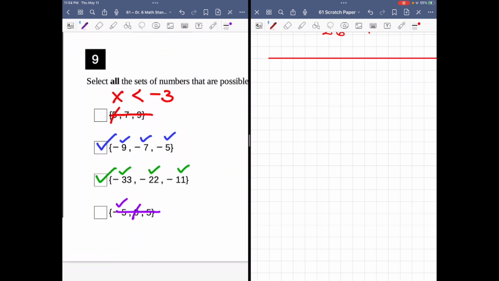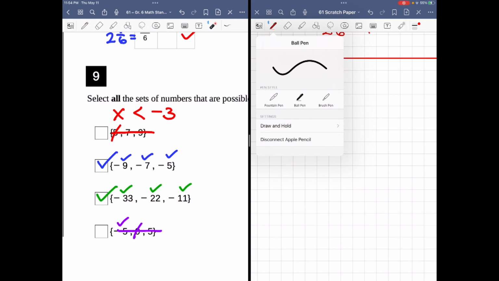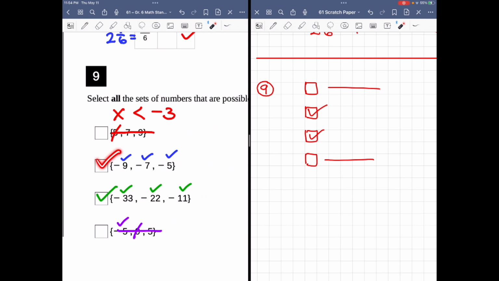So the correct choices for problem number 9 are choice 2 and 3. Let's go write that on our scratch paper. So here's box 9. Draw 4 boxes. 1, 2, 3, and 4. The correct choices were 2 and 3. So check off 2 and 3. Choice 1 was incorrect. Cross it off. Choice 4 was also incorrect. Cross it off. So the correct choices are 2 and 3. And problem 9 is done. Close it off.